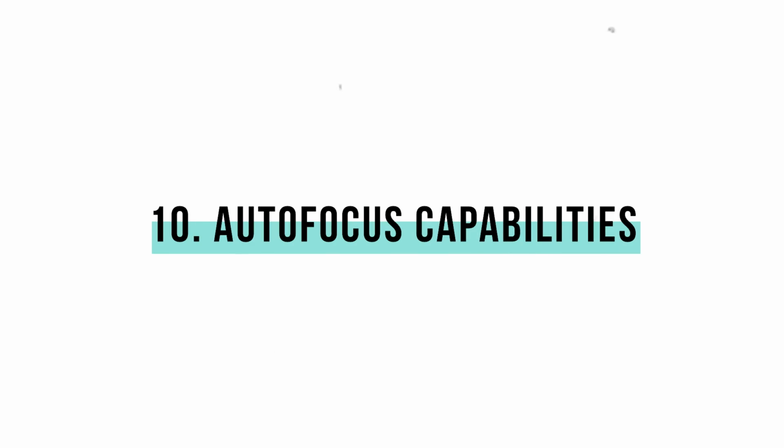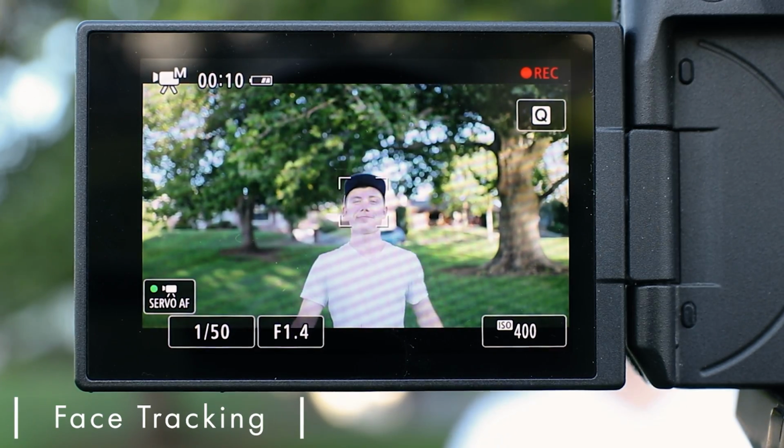Alright, and feature number 10 is autofocus. Obviously, a camera can have no autofocus, meaning you have to manually turn that lens to pull focus on a subject. After that, a lot of cameras these days have face tracking, which means it tracks the face of a subject, which is pretty good, pretty helpful.